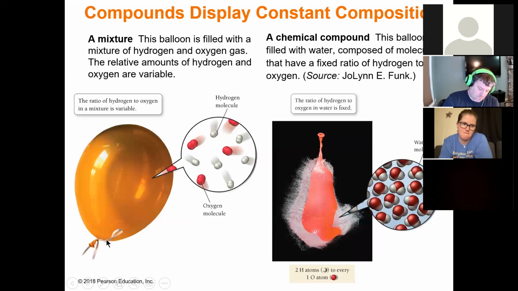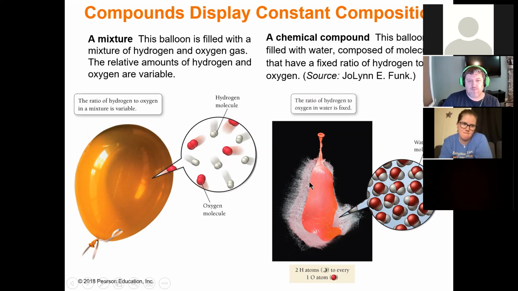On the left here, I have a balloon that is filled with a mixture of oxygen and hydrogen. I could technically put more hydrogen in there. I could technically put more oxygen in there because the oxygen molecules and hydrogen molecules aren't fused or bonded together. They are just occupying the same space.